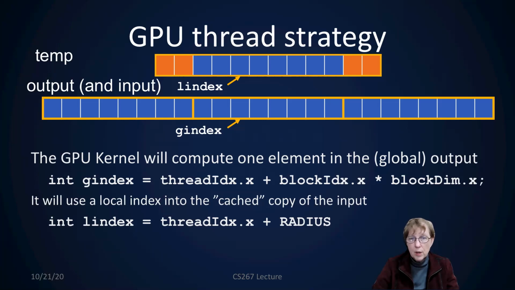So this is a very typical idiom for computing a global index within any array, because I want to think of that array as being spread out where each element is on 1 thread. And so that gives me the global index within the input and output arrays. And then for the temporary array, which is just allocated within a thread block, the local index is going to be my thread ID plus the radius. That's to deal with the fact that I've got a radius number of elements hanging off to the left. So in order to get the local index and global index to line up, that's the expression I need for lindex.